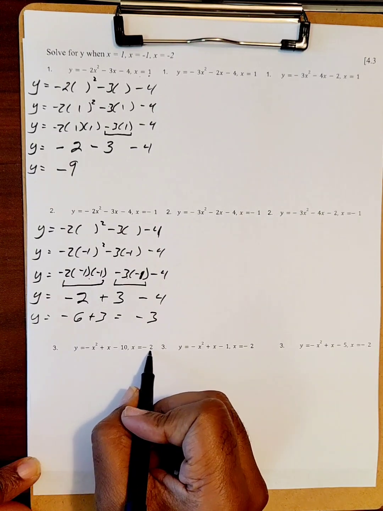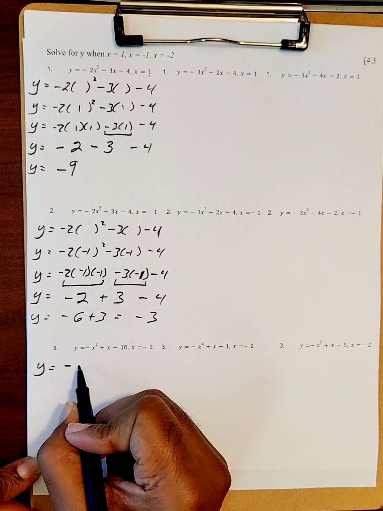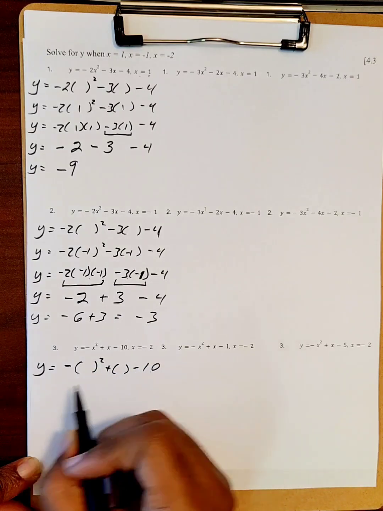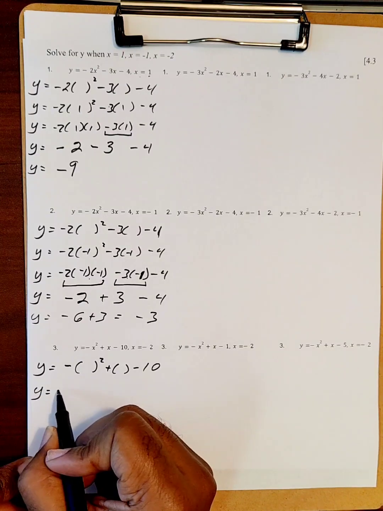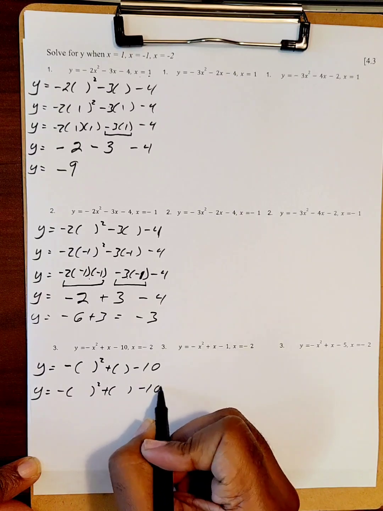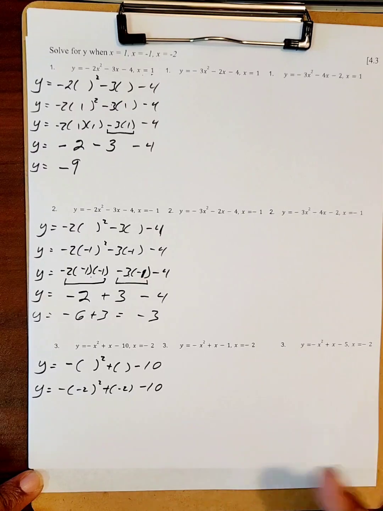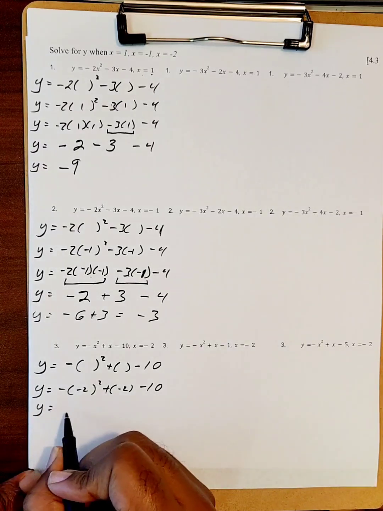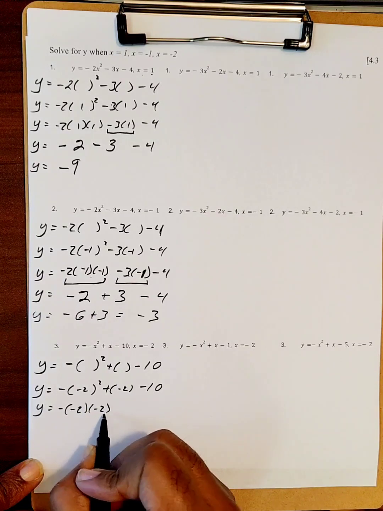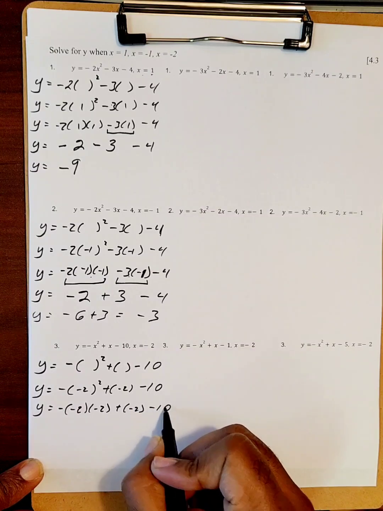Next, we have x is negative 2, so we start off with y. The negative, instead of the x, we'll have parentheses, squared, plus, parentheses, minus 10. Now, let's actually put the numbers into the parentheses. Negative 2 and negative 2. Okay, now it's time for expansion. Expansion, we'll get negative, and then our negative 2 here, and our negative 2 there, then plus the negative 2 there, and then minus 10.